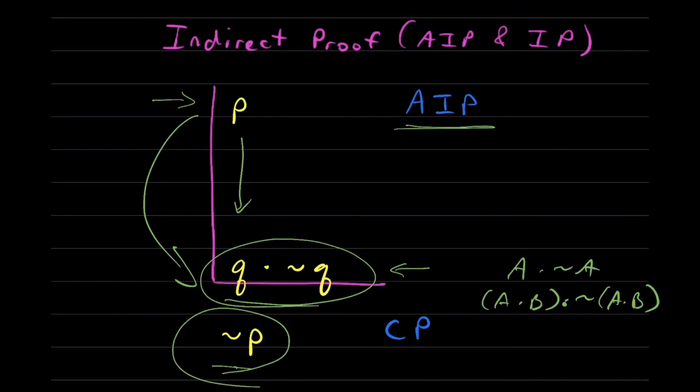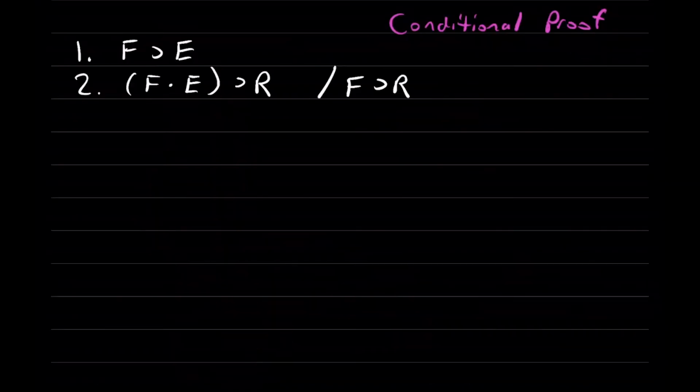And you cite, oh, excuse me, I just realized I have a typo here, not CP. That would be indirect proof, IP, right here. Sorry about that. Okay, so these are fairly straightforward. Let's go ahead and dive in and do some proofs using these two methods.